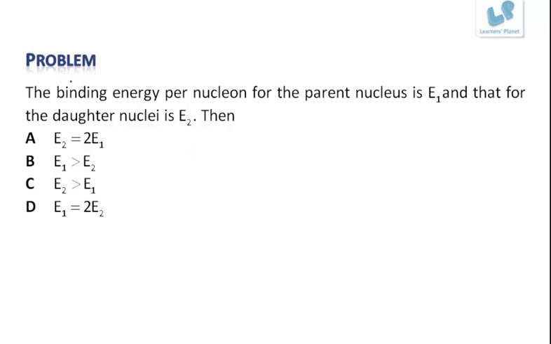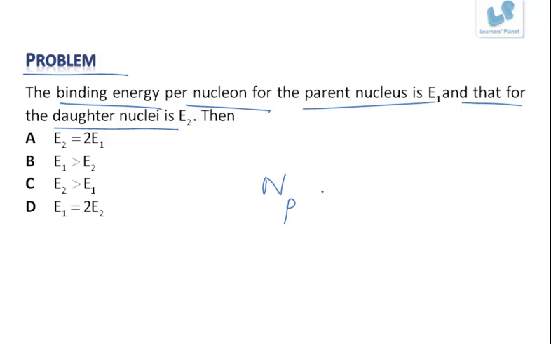Now next problem. This problem is very simple, slightly conceptual. The binding energy per nucleon for the parent nucleus is E1 and that for the daughter nuclei is E2. So you have a nuclei which gets disintegrated and gives your daughter nuclei ND. Now the basic reason behind this kind of disintegration is that this nucleus is not stable. So it goes to a more stable nuclei, which is daughter nuclei.